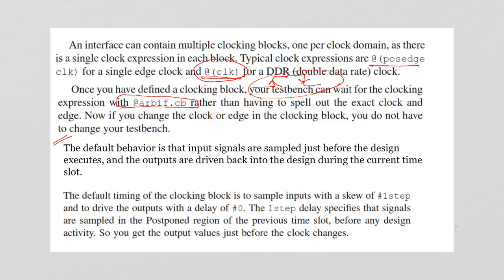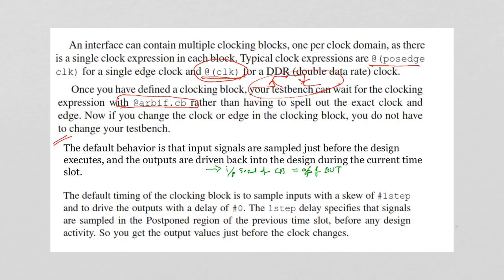Characteristics of the clocking block, that means the default behavior of a clocking block. A clocking block will have input signals as well as output signals. A clocking block is only used in the test bench. So for any clocking block, the input signals, for example, are simply outputs of the DUT.